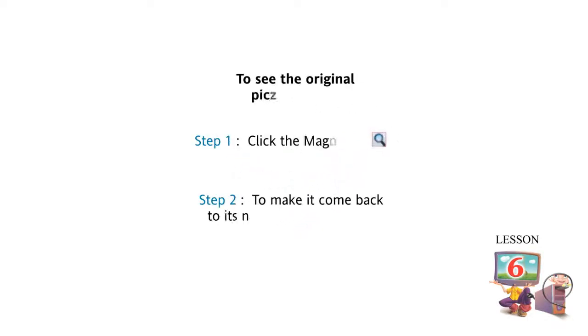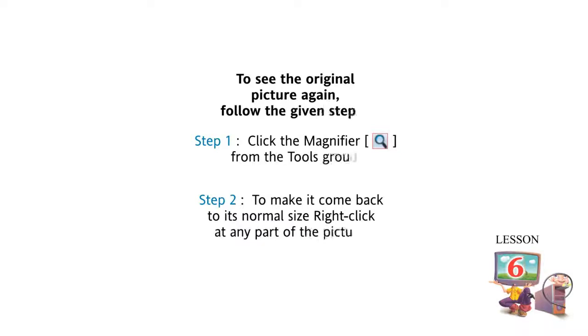To see the original picture again, follow the given steps. Step 1. Click the magnifier from the Tools group. Step 2. To make it come back to its normal size, right-click at any part of the picture.